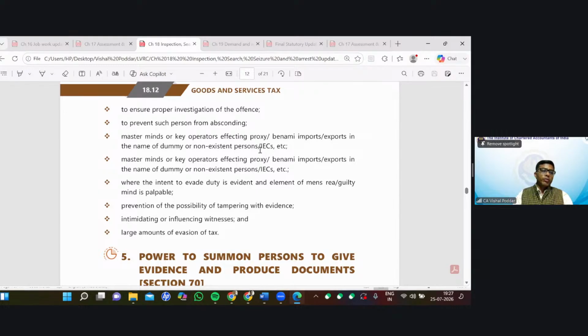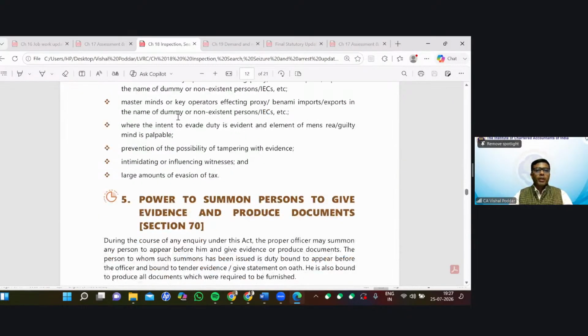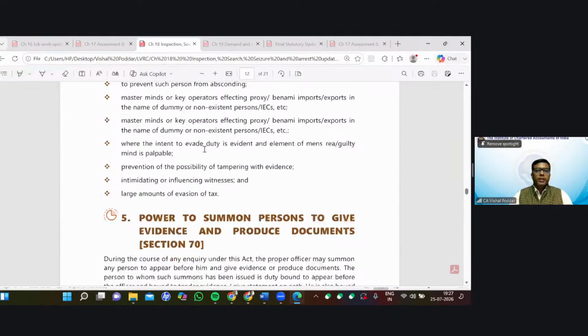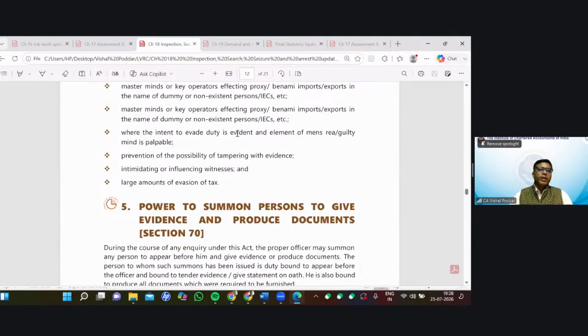Now again, this is very crucial because since the transaction is done in the name of some other person, the main mastermind is always free. And if that mastermind is not arrested now, there is a chance that the mastermind may not be traceable later. Next, mastermind or key operators, where the intent to evade duty is evident and elements of mens rea, that is guilty mind, are clear.